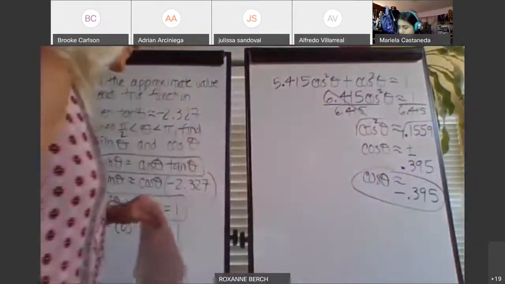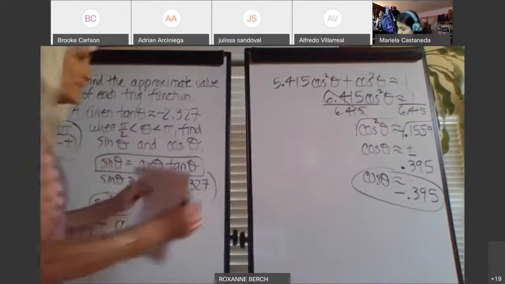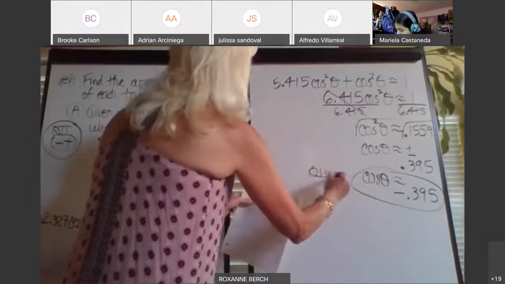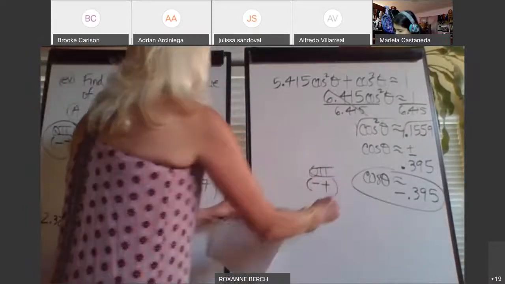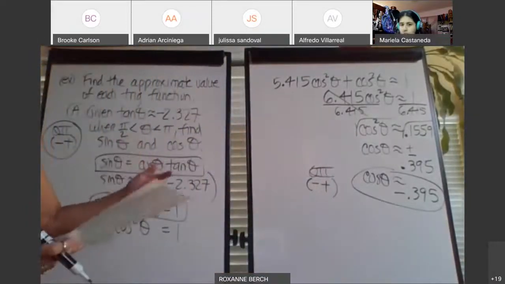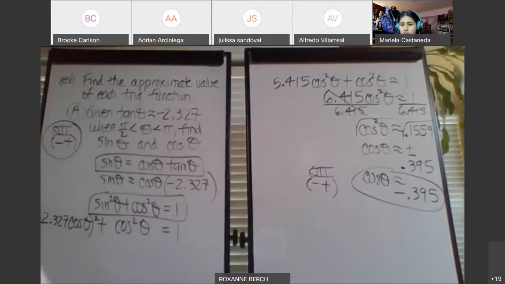It's negative, right? So this is the one thing that students mess up on, is the signs. But you have to stay cognizant of what quadrant you're in. Now, in a minute, when we find sine, sine's going to be positive in the second quadrant.